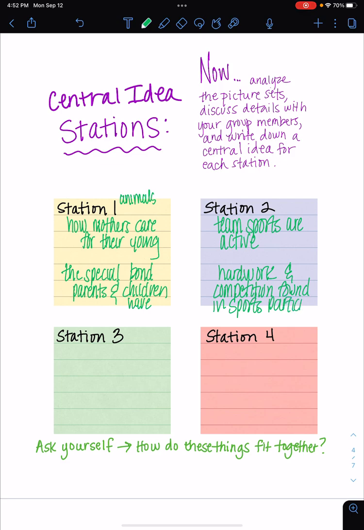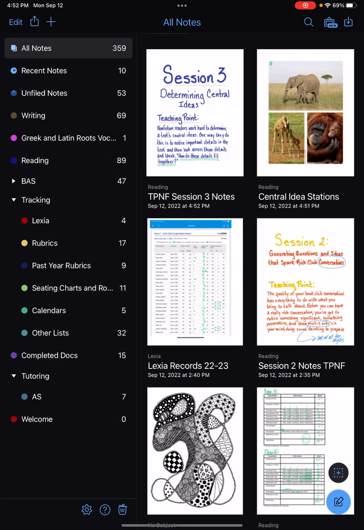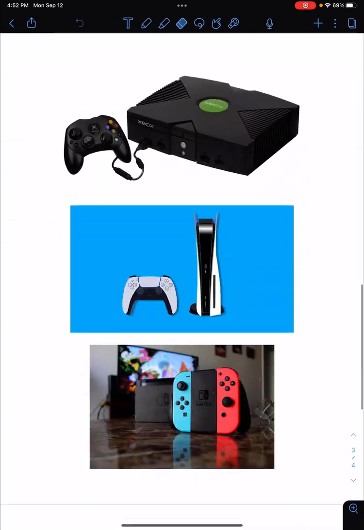Okay. So again, trying to figure out how all of those pictures go together. Let's do a couple more. Bounce over here to station 3. On this one here, we've got an Xbox, a PS5 over here, and a Nintendo Switch over here. So all different consoles, right? But they're all gaming. They're all different versions of gaming.